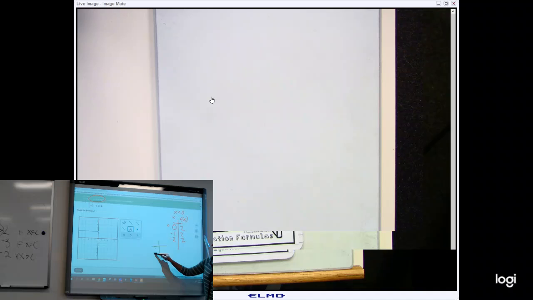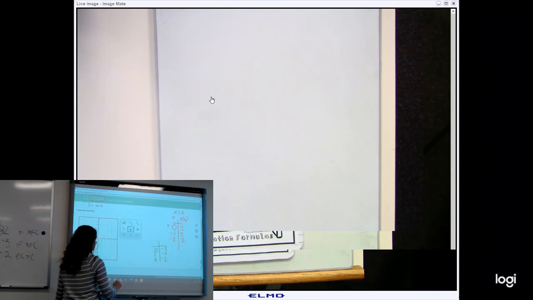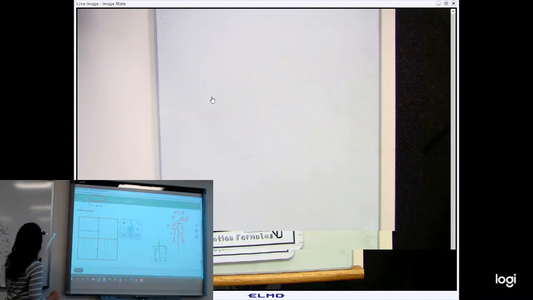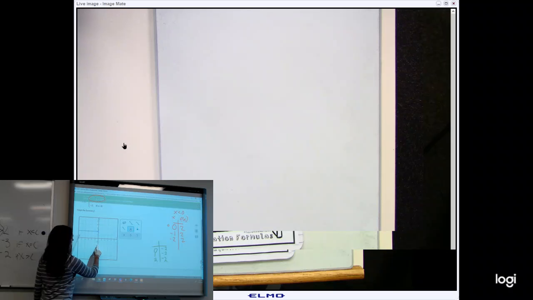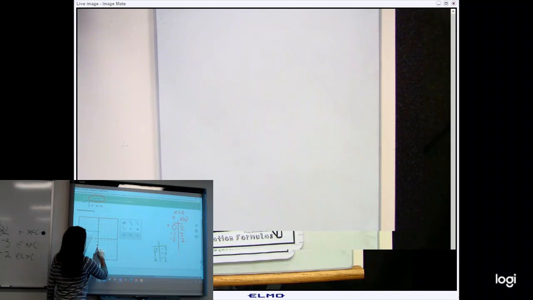So at 0 and numbers bigger than 0, I'll just do 1 and 2. It's always going to be -2, right? Closed dot or an open dot on that one? Open, because it is not or equal. Okay, at 0, -2, there's my open dot. I think. Try again. There we go.